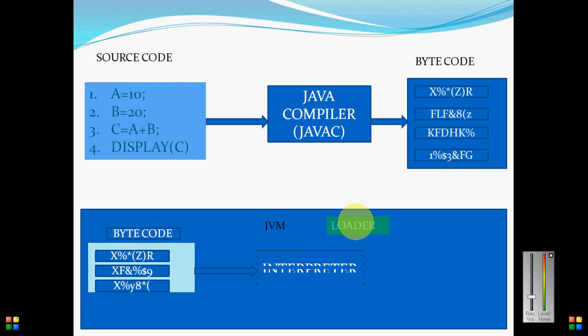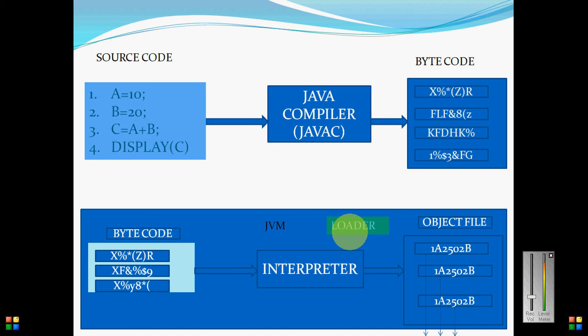Then the interpreter converts this bytecode to equivalent object file or machine code. It reads one instruction at a time and converts it to machine code, then runs it. Then it reads the second instruction, converts it to machine code, then runs it. Then it reads the third instruction, converts it to machine code, then runs it. Here the Java compiler is also used to generate bugs and exceptions.